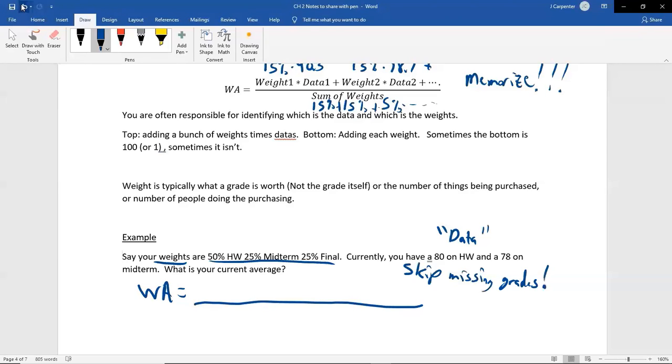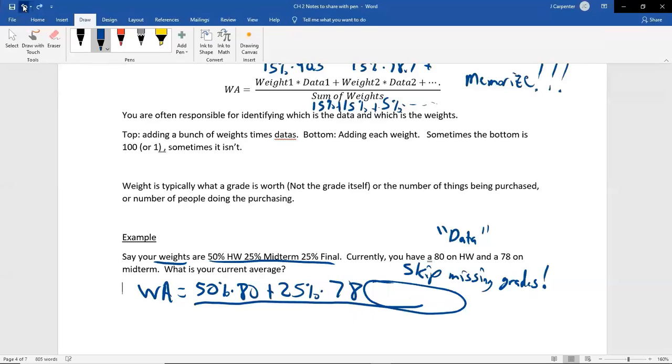So I'm not going to have three sum products in the top. I'm only going to have two. I'll have the 50% times, so that's the homework category, times the homework grade, which was an 80, plus the midterm, which was 25%, times the midterm grade, which was a 78. I don't have anything for the final because we don't know what the final grade is.